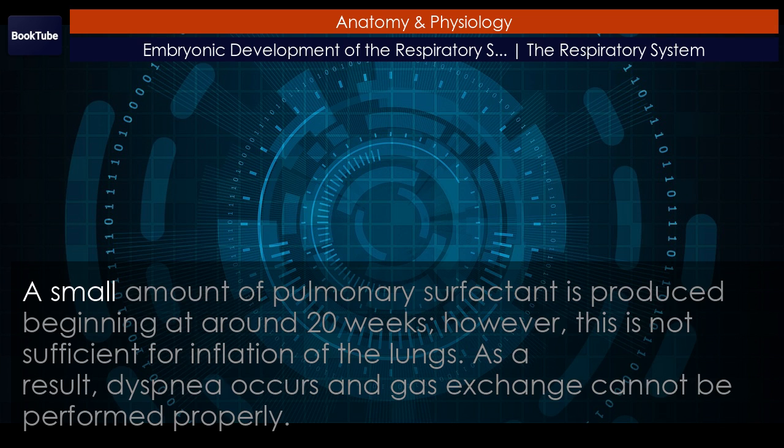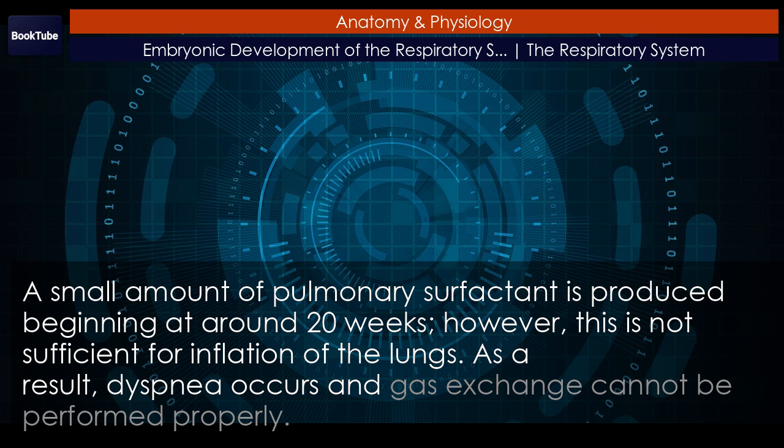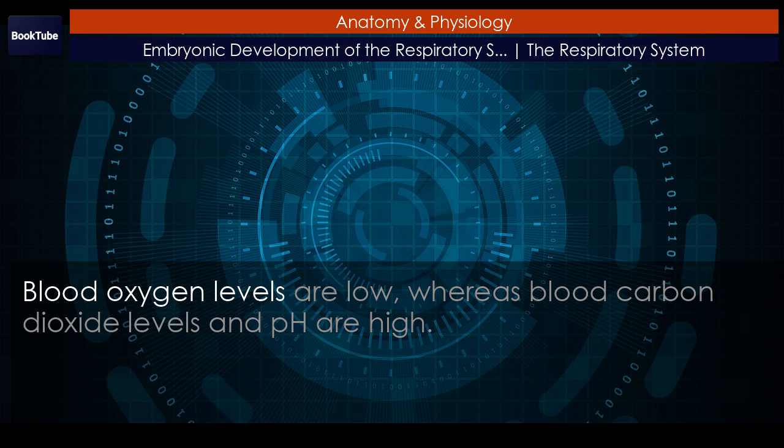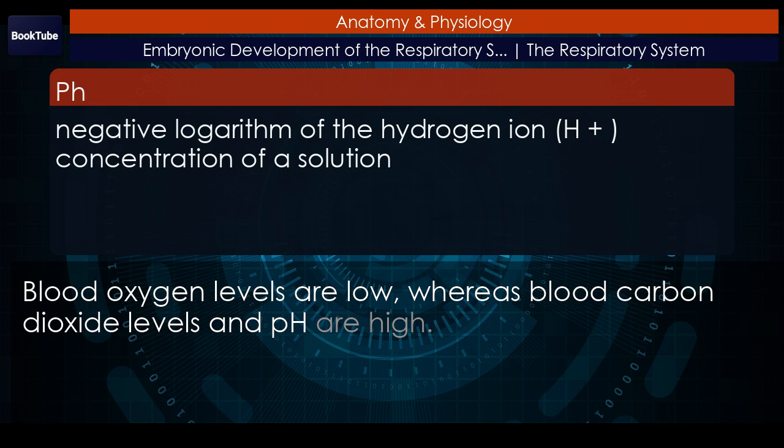A small amount of pulmonary surfactant is produced beginning at around 20 weeks. However, this is not sufficient for inflation of the lungs. As a result, dyspnea occurs and gas exchange cannot be performed properly. Blood oxygen levels are low, whereas blood carbon dioxide levels and pH are high.